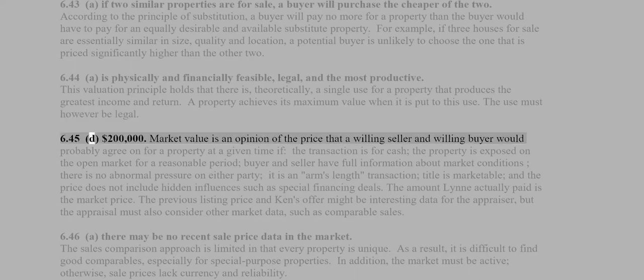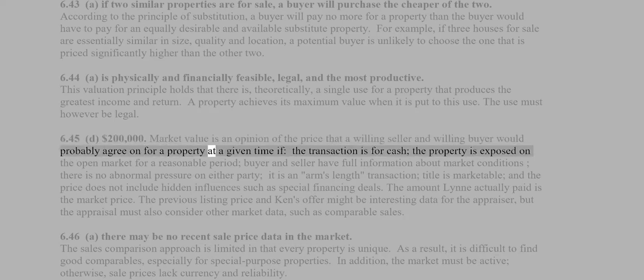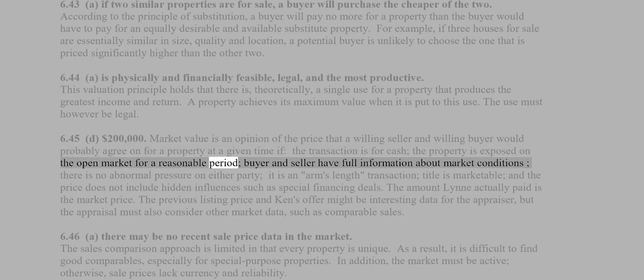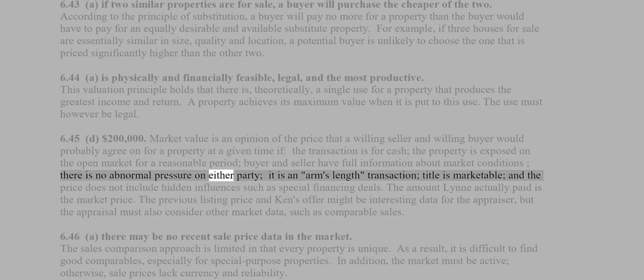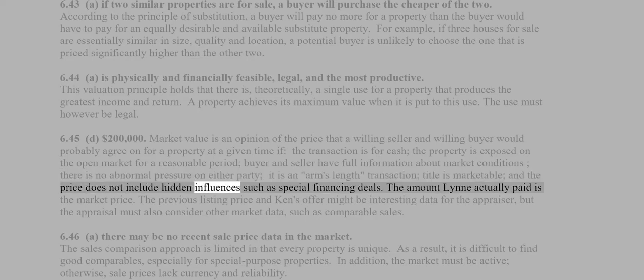6.45 d. $200,000. Market value is an opinion of the price that a willing seller and willing buyer would probably agree on for a property at a given time. If the transaction is for cash, the property is exposed on the open market for a reasonable period. Buyer and seller have full information about market conditions. There is no abnormal pressure on either party. It is an arm's length transaction. Title is marketable, and the price does not include hidden influences such as special financing deals.